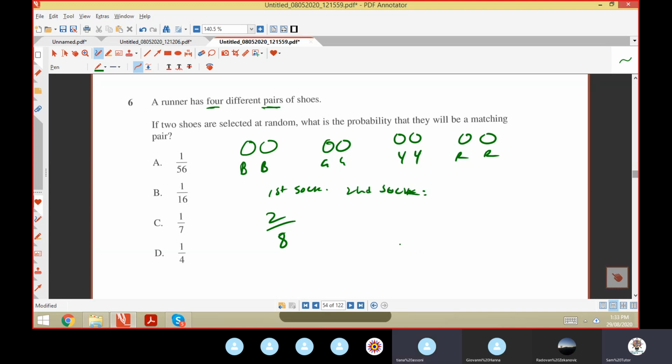Your second sock. What must it be? Don't you times it by 2 on 8? You can. 1 on 7, because you would have already selected a blue sock. Oh, yeah. Does that make sense right now? And then what?